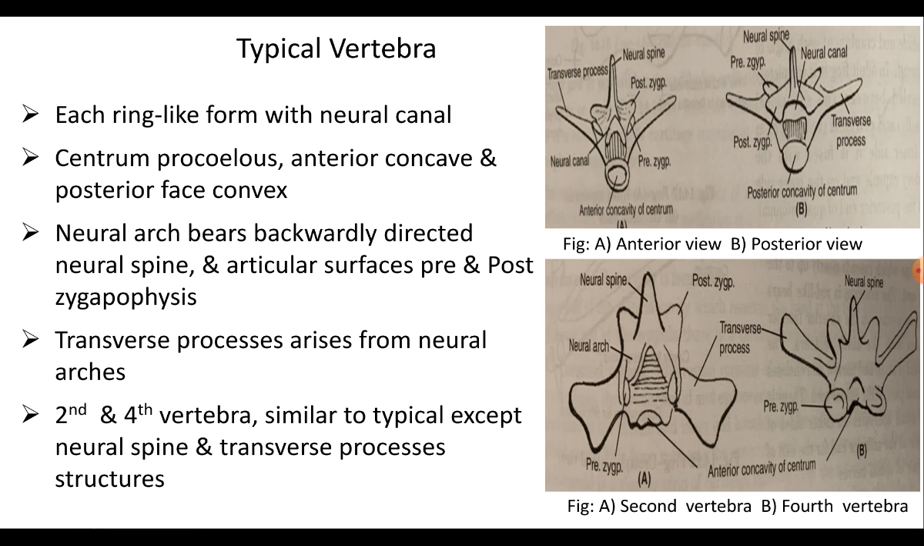The ventral thick solid rod-like part of the vertebra is called the centrum or the body of vertebra, which is concave in front and convex posteriorly. This type of centrum is called procoelus.